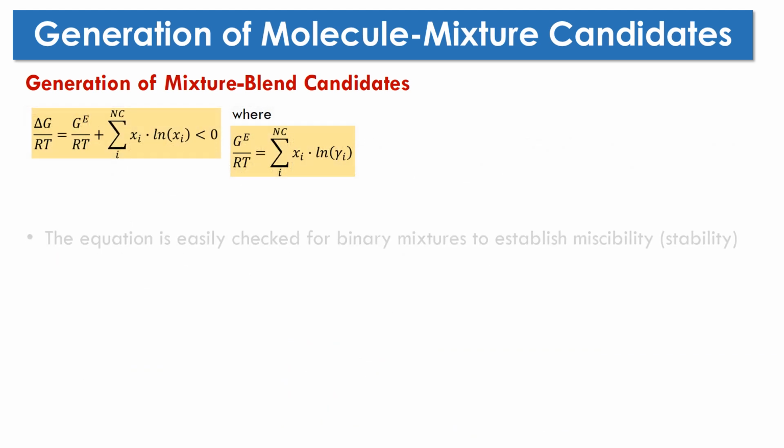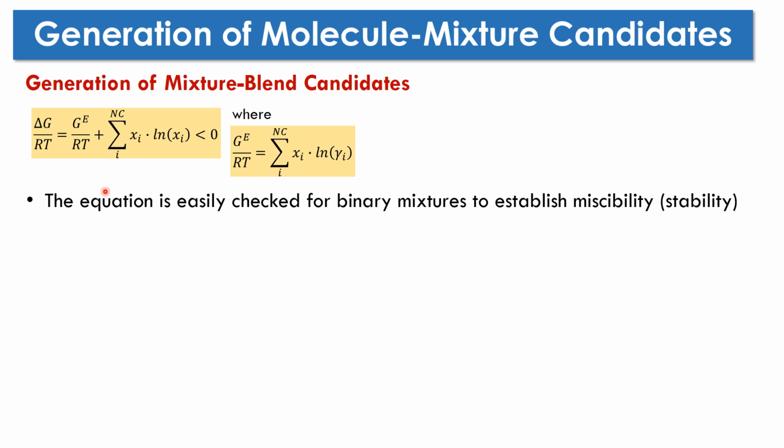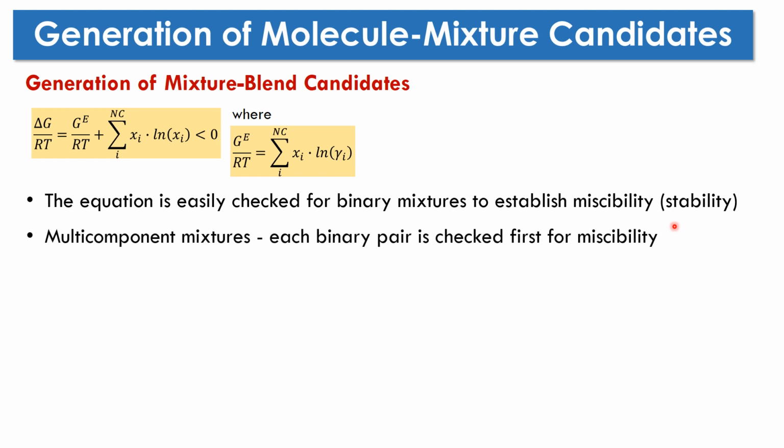Let's look into more detail. The question is how to easily check a binary mixture to establish miscibility. If you need to check a binary mixture, it is easy. But if you have a multi-component mixture, for example ternary or quaternary, then what you need to do first is check the binary pairs for miscibility.